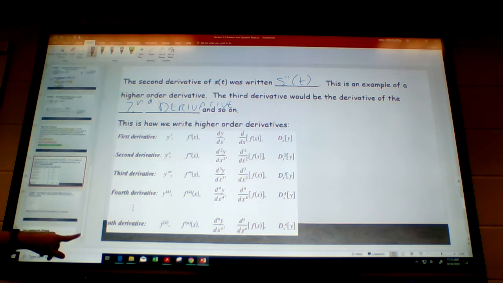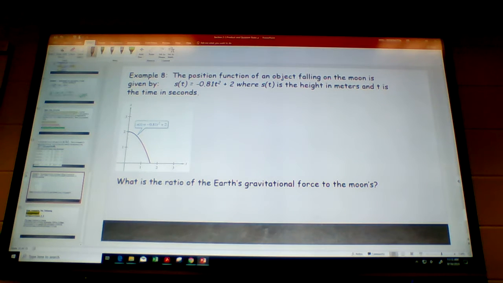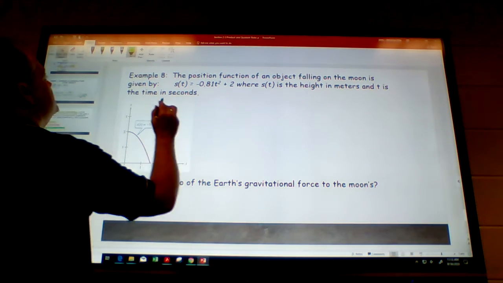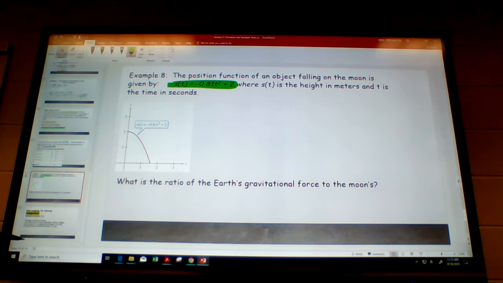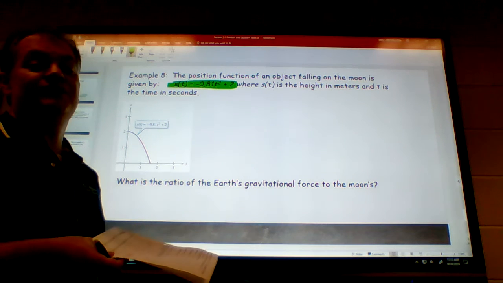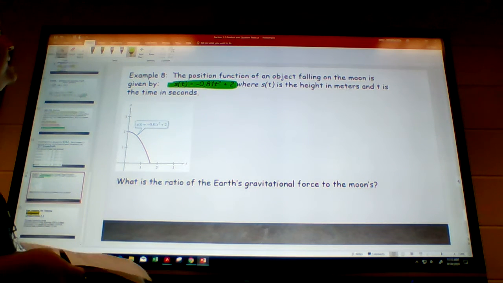Let's do one last one right here. The position function of an object falling on the moon is given by the equation s of t equals negative 0.81 t squared plus 2, where s of t is the height in meters and t is the time in seconds. A little bit of physics for you if you've taken physics class. If you haven't, a little preparation for you if you take it down the road.